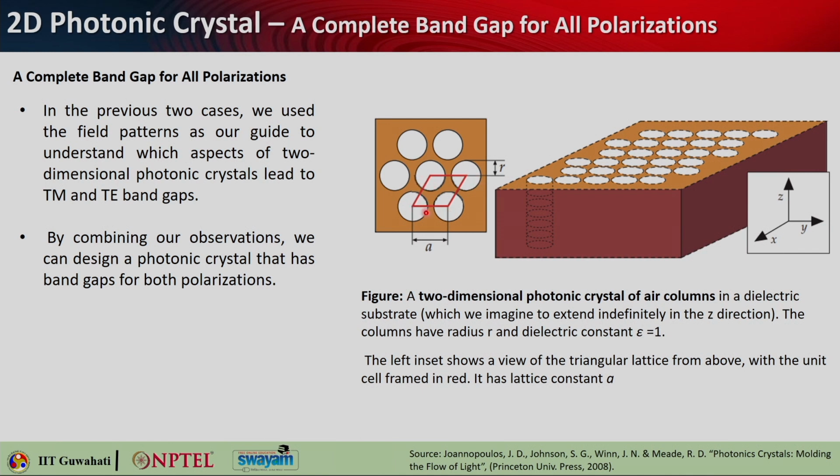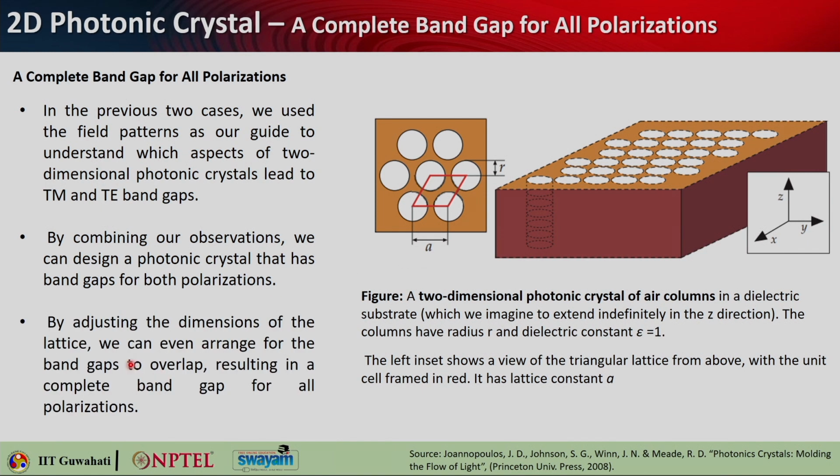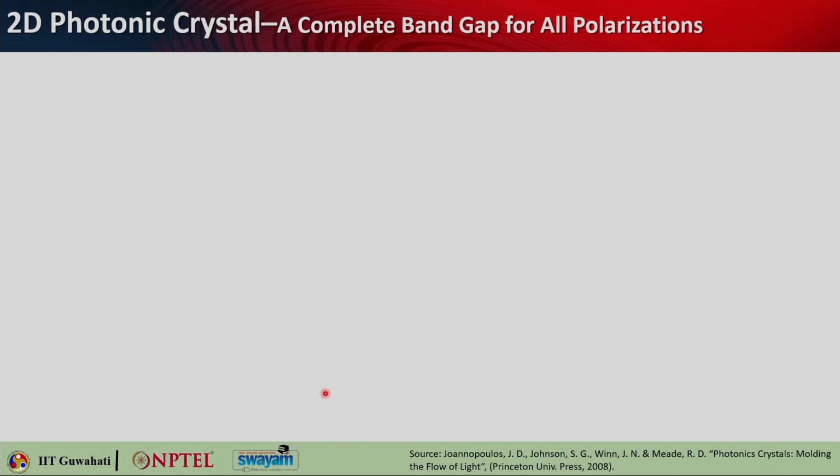And this is the unit cell, or you can take this one as a unit cell, whichever way. So, you can call the lattice constant A. Now, by adjusting the dimensions of this particular lattice, we can arrange the two band gaps of TE and TM modes to overlap, and that will give us complete overlap for all polarizations. So, that is how it works.